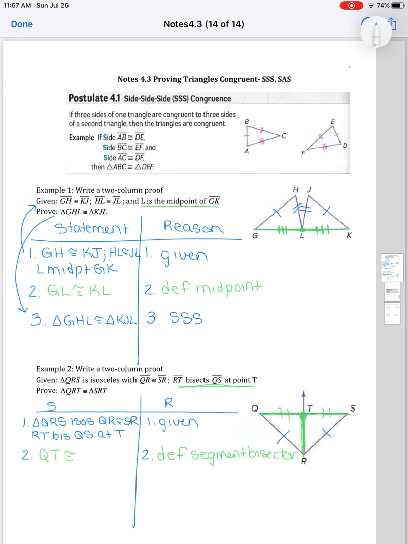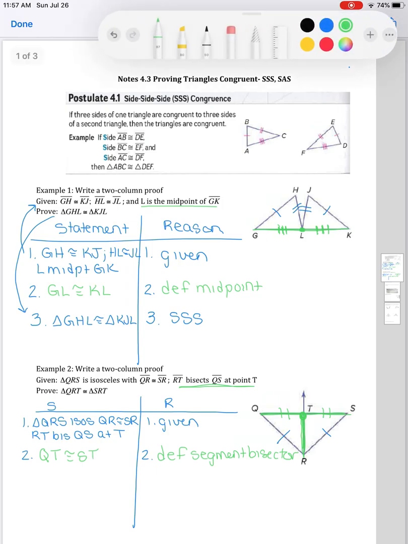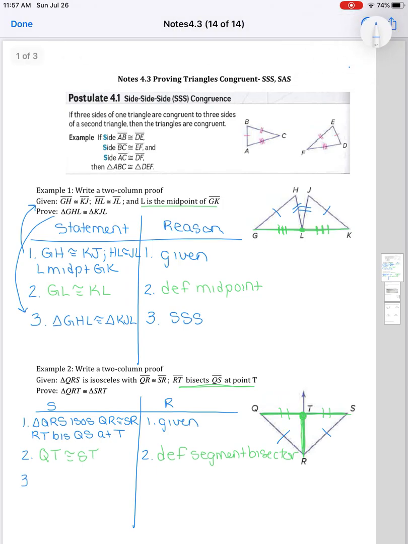So the other piece of information that was in the given was this. It says RT bisects QS. All right, well, if it bisects it, it does a very similar thing to midpoint. It cuts it in half. So I'm going to use definition, I'm going to write segment bisector. And what that did is it told me that QT was congruent to ST. It split that segment in half.